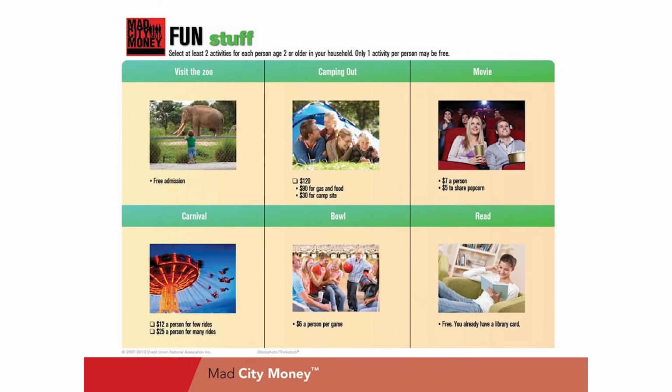You can visit the zoo, that's free admission. Camping out, $120. Going to the movie, that's $7 a person, $5 to share popcorn. You can go to the carnival, $12 a person for a few rides, $25 a person for many rides. Go bowling, $6 per person per game. Or you can read, that's free, you already have a library card. We'll pause here for you to go ahead and make your selection.